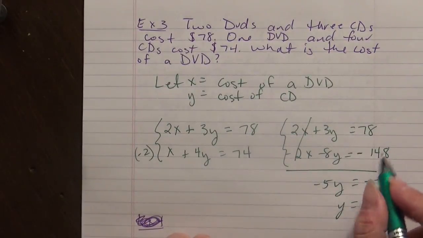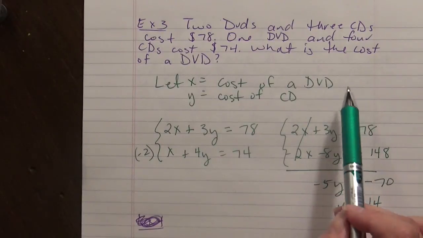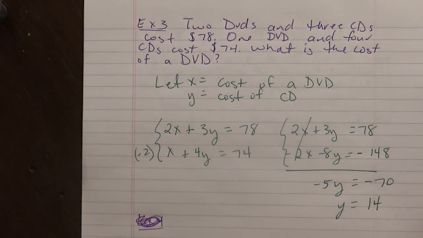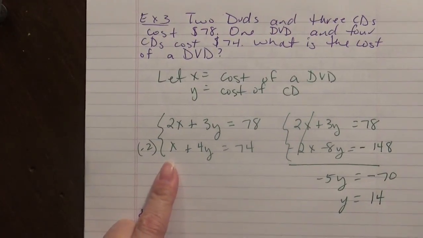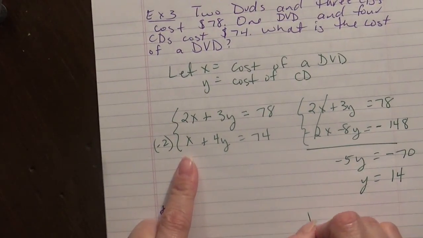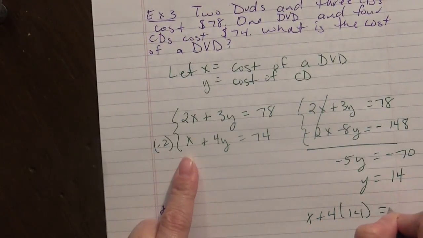So that's telling me that the cost of a CD is $14. What are we asked to determine? We were asked to find the cost of a DVD. So to get the cost of a DVD, I need to do my back substitution, put 14 back into one of these original equations. I'm going to put it into that second one because it looks a little bit easier. So I'll have x plus 4 times 14 equals 74.